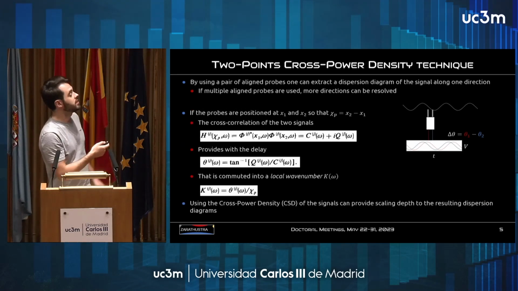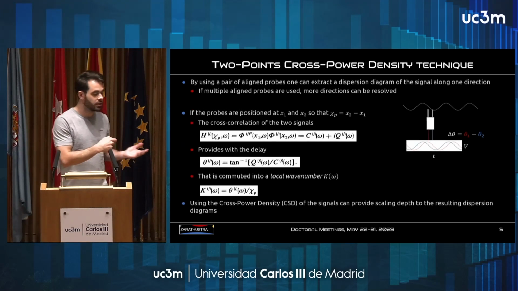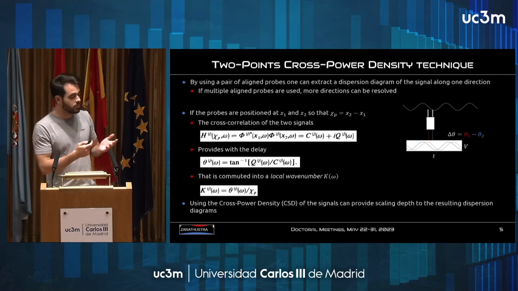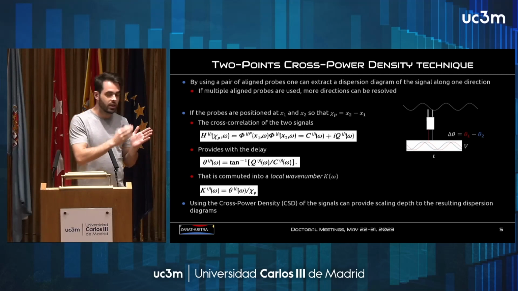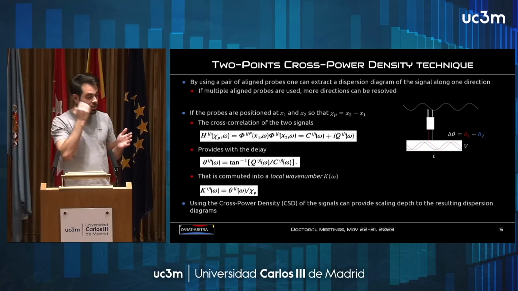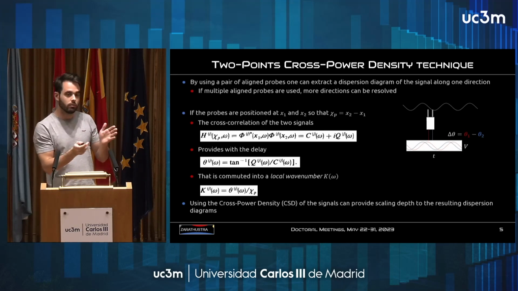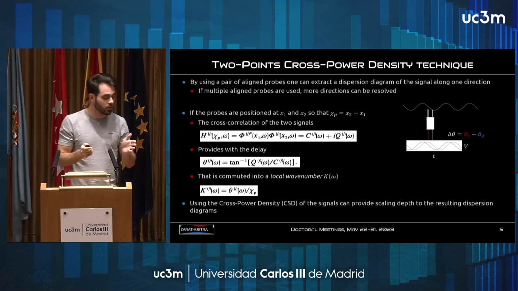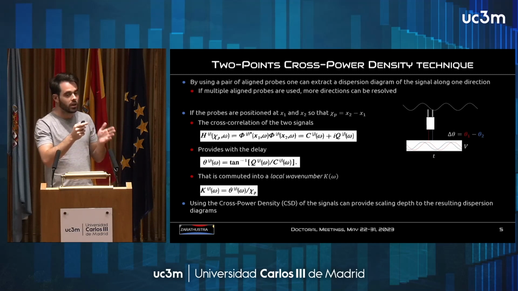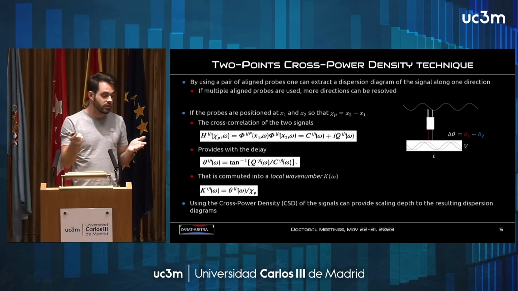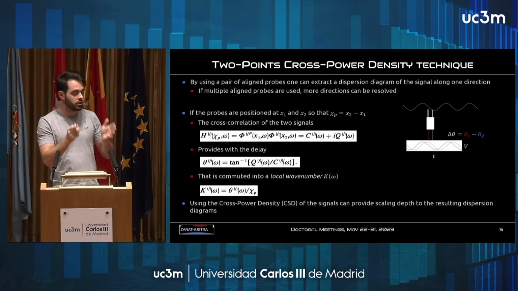One of the techniques that we have been focusing on the most during the last year is the two-point cross power density technique, which takes into account the fact that if you have a wave, imagine this wave is traveling and you can collect this signal by means of two different probes. This wave will be gathered by the two probes at two different instants, and if the wave is traveling, the two signals will have a phase difference between them.